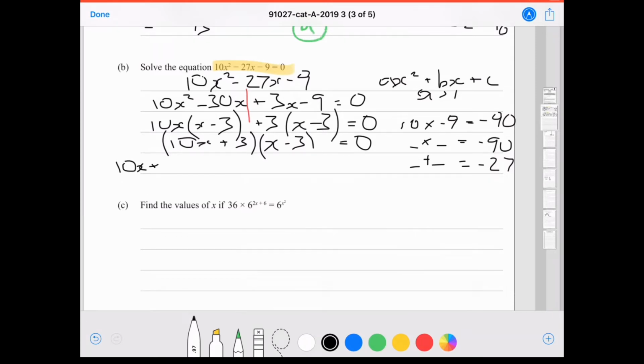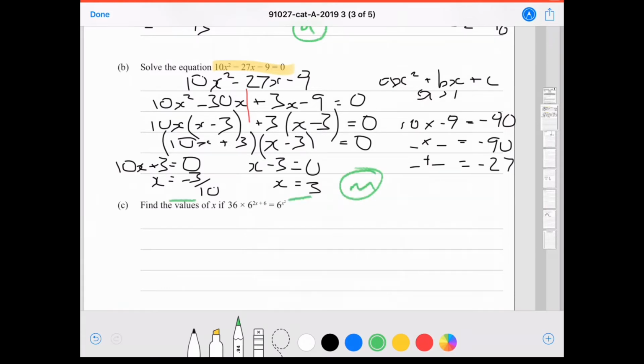And now we've got two sets of brackets that equal 0. You've got 10x plus 3 equals 0, and therefore x equals minus 3 over 10. And for our second solution, x minus 3 equals 0, meaning x equals 3. Okay. Correct solutions get you the merit here, guys. Obtaining the quadratic and going some way towards factorizing gets you the achieved, so let's say somewhere around here. Okay, let's keep going.